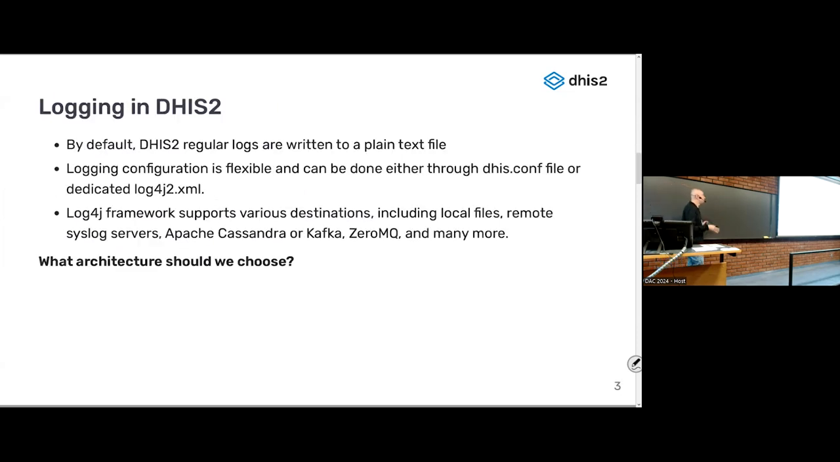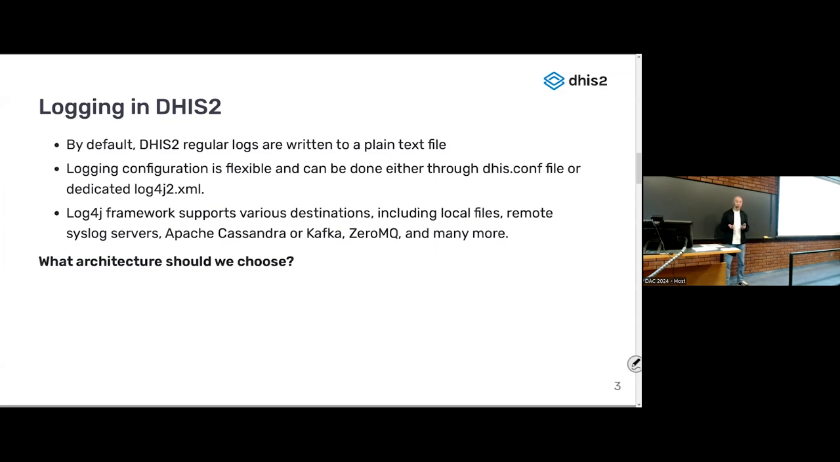If we look closer at the first two, the DHIS2 audit and regular logs, we see that it is a plain text file now, and the configuration is supported by the log4j framework. It can send logs not only to regular text files, but to any remote or local destination like Apache Cassandra, Kafka, the ZeroMQ protocol, and many more. If you look at the log4j documentation, you can find a lot of different use cases for how you can ship these logs to remote destinations and how you can process and transform them. So even if it is not implemented in the app itself, if this logging is not the default, we can always configure much more using the configuration file or using the external connectors that come with the log4j framework, which is part of the DHIS2 build.